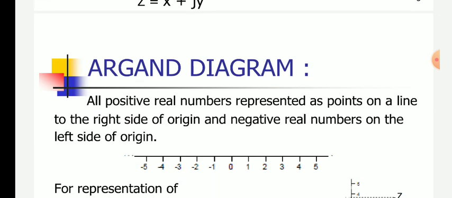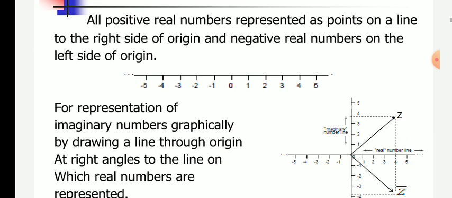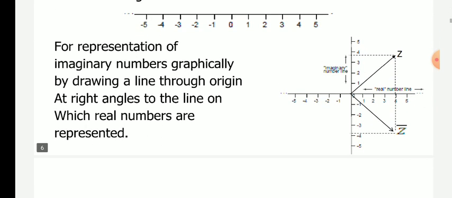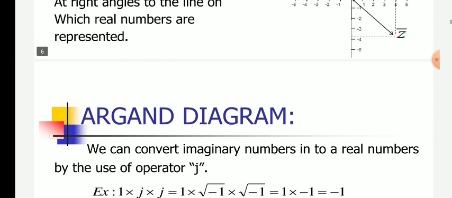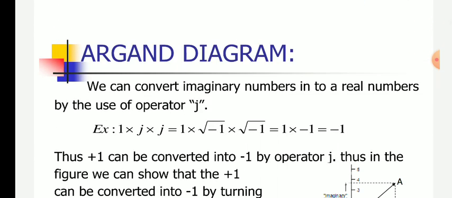All positive real numbers are represented as points on a line to the right side of the origin and negative real numbers on the left side of the origin. For the representation of imaginary numbers graphically, we draw a line through the origin at right angles to the line on which real numbers are represented. So we can convert this number using the operator j.